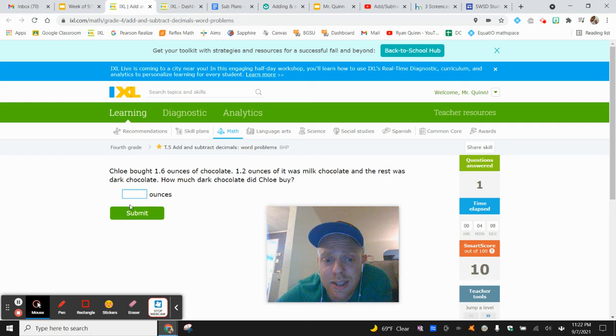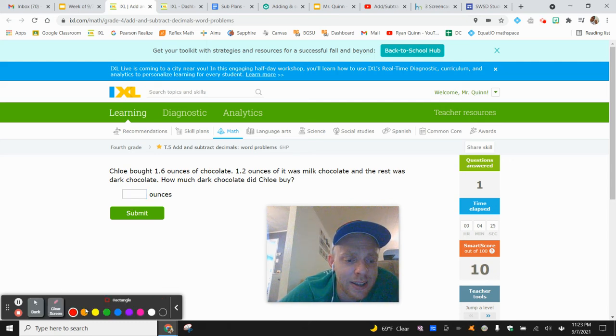Chloe bought 1.6 ounces of chocolate. 1.2 ounces of it was milk chocolate, and the rest was dark chocolate. How much dark chocolate did Chloe buy? All right. This one's a little more complicated. I'm going to do a little bit of annotating here. So she bought 1.6 ounces of chocolate altogether. 1.2 ounces of that was milk. And the rest, that's really important, the rest was dark chocolate. How much dark chocolate did she buy?